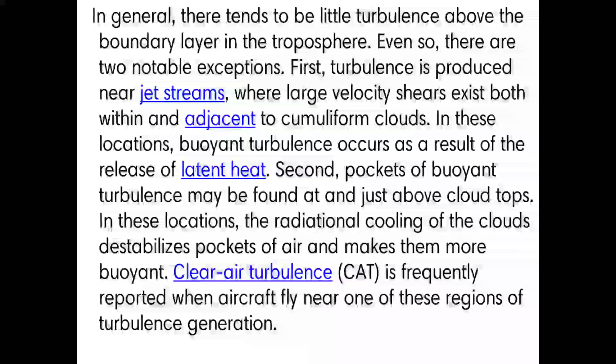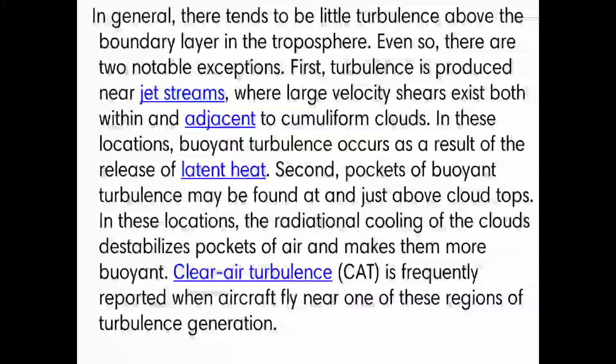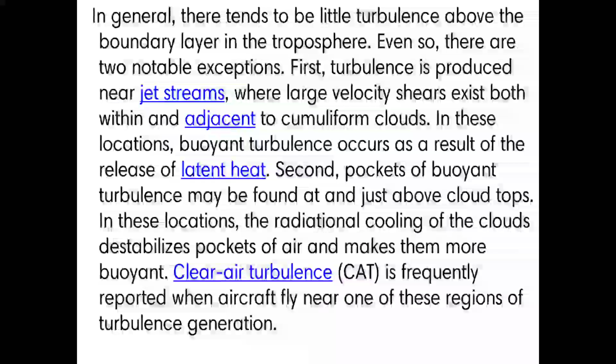Even so, there are two notable exceptions. First, turbulence is produced near jet streams, where large velocity shears exist both within and adjacent to cumuliform clouds. In these locations, buoyant turbulence occurs as a result of the release of latent heat.